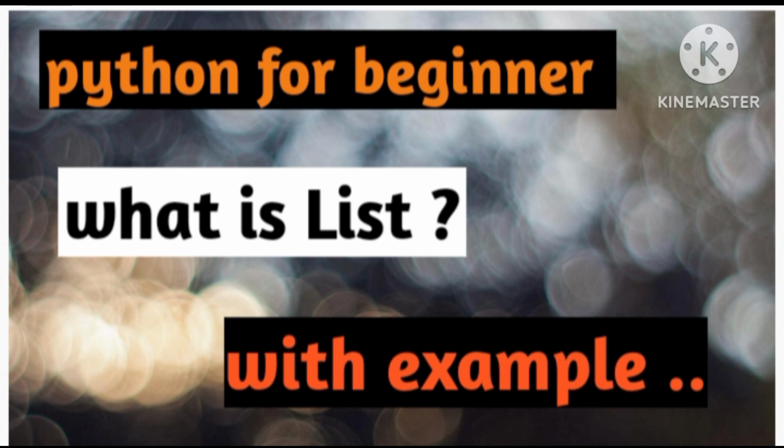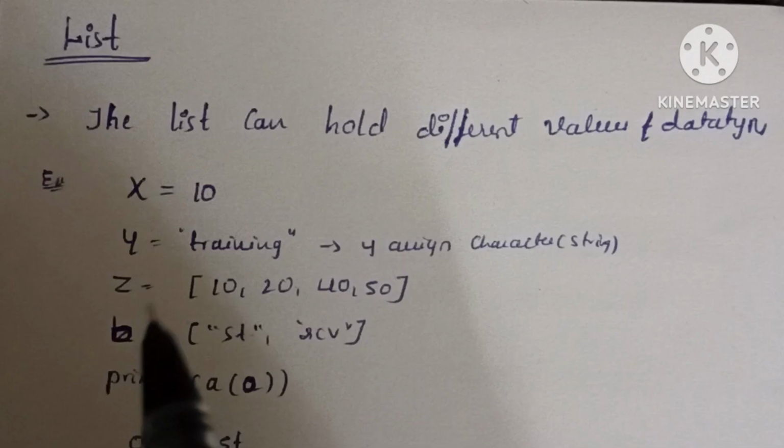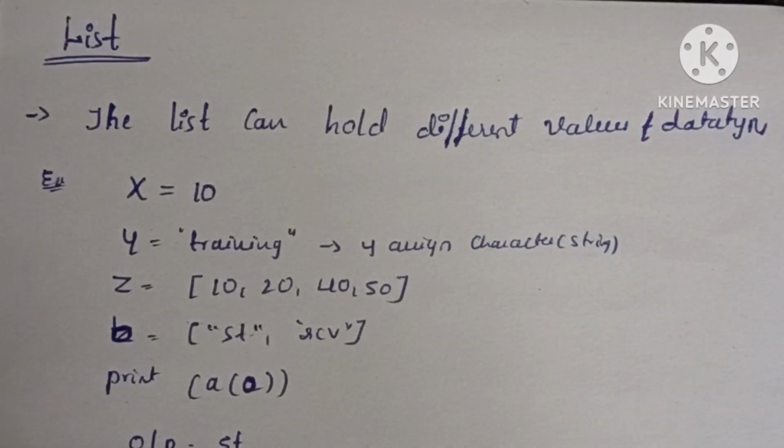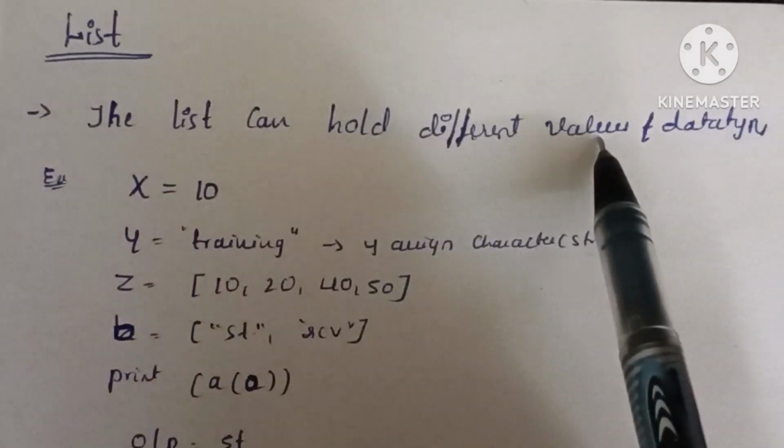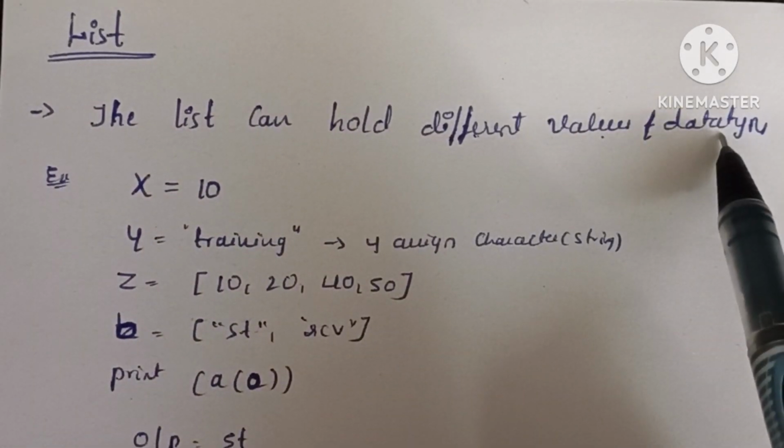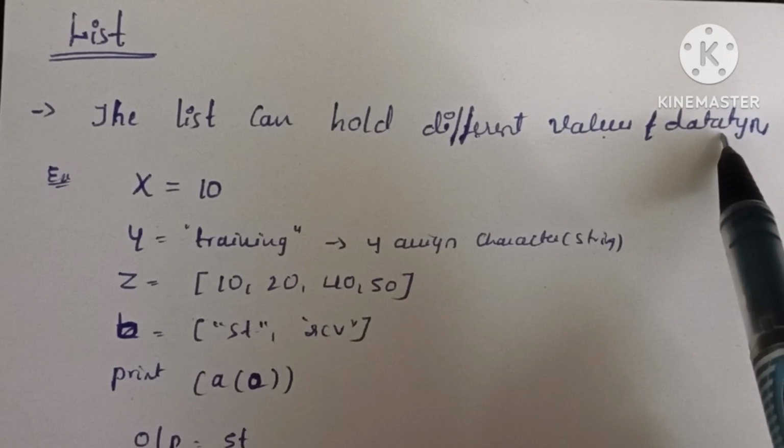Today we are going to discuss what a list is, with an example. Let us start. List. So what is a list? I can give you a particular example. A list can hold different values and data types. That means different values and different data types.